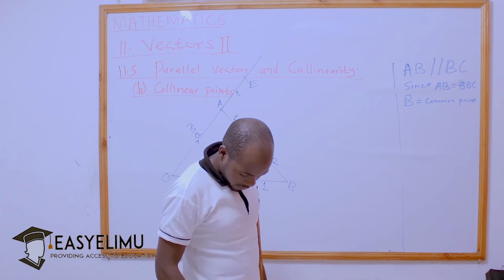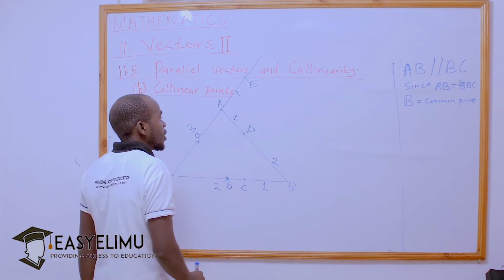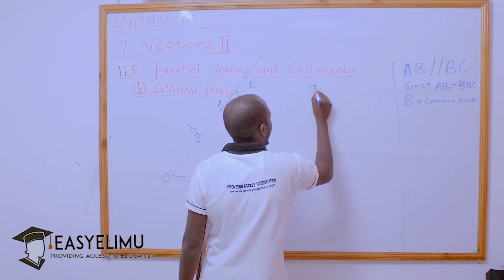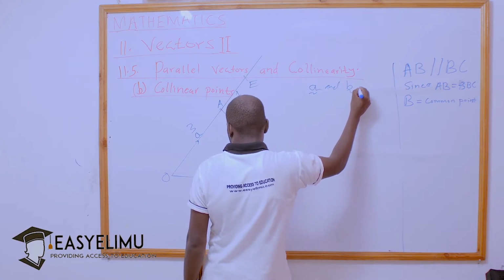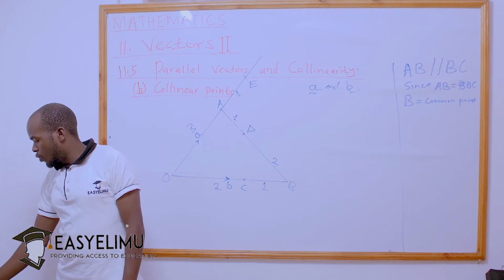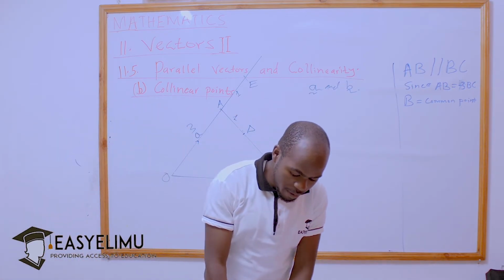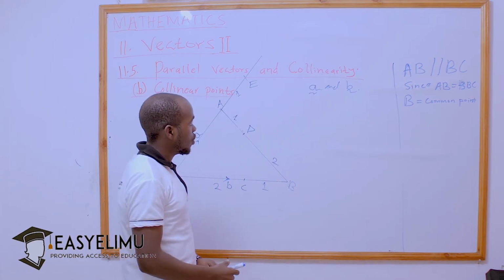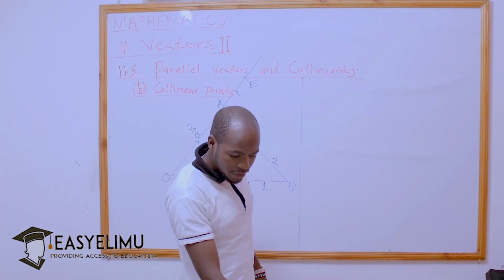So if that is the case, express the following in terms of small a, vector a, and vector b. Now we need to express what we have. So we have been given the first one as OC. I shall start with the OC.